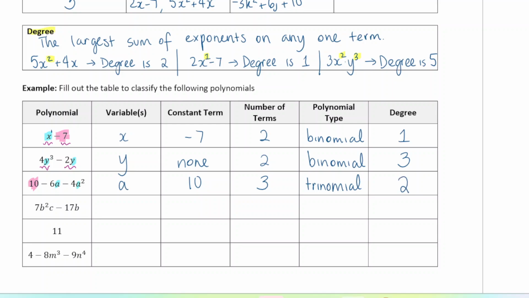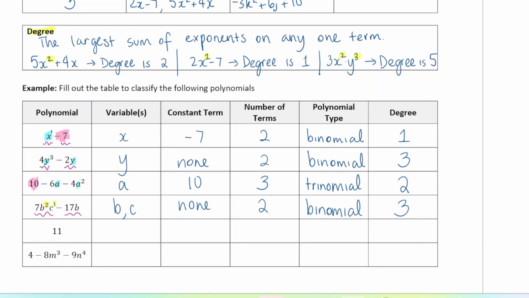All right, let's try some harder ones. Here we have 2 variables, b and c. There is no constant term. There is no number by itself. There are 2 terms here, right? 1 and 2. This is a binomial. And the degree, that's what's a little bit tricky here. So we add the two exponents together. Technically the c has a power of 1 there. So we add those together. 2 plus 1 is 3. That's the largest exponent, or largest sum of exponents.